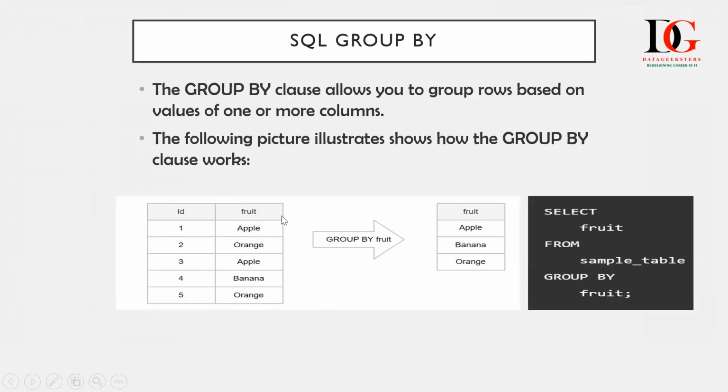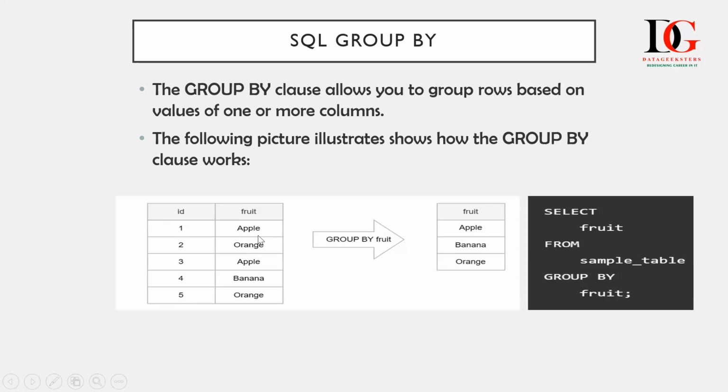Now let's suppose I want to create a group of fruit. How many groups will it create? One group for apple, one group for orange, and one group for banana. So if I want to segregate based on the fruit name, it will create three groups: apple, banana, orange. And all the rows which come under apple will come into the apple group.